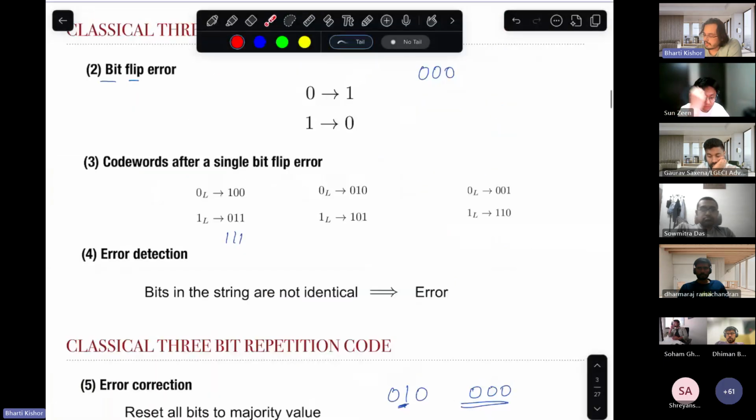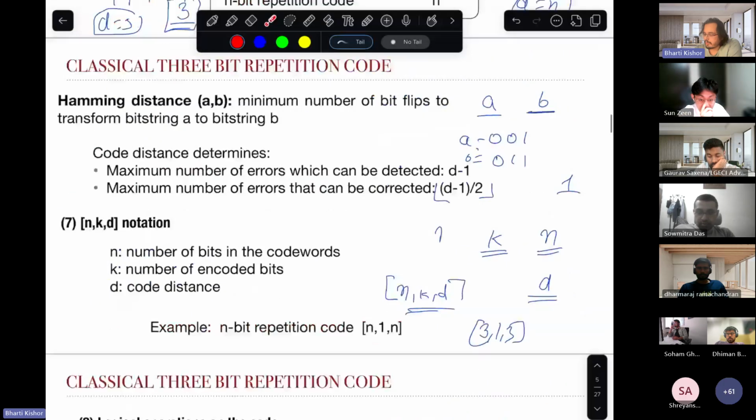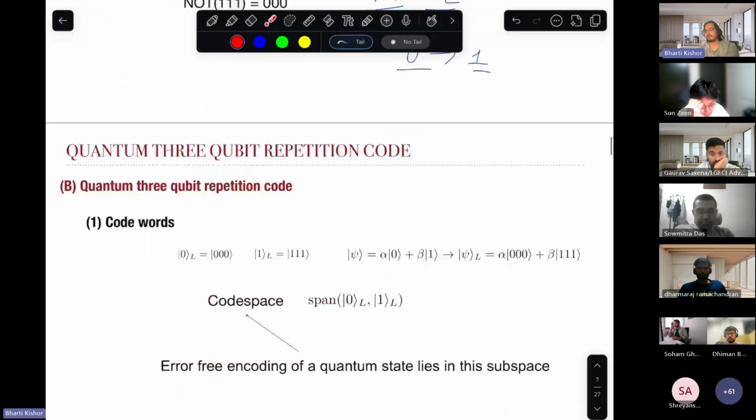Next, we will talk about its quantum analog, which is the quantum 3-qubit repetition code. So far, I think you got some sense of what error correction is without talking about anything quantum.